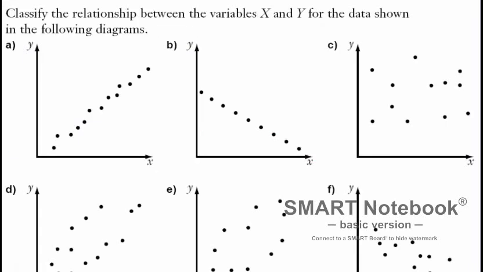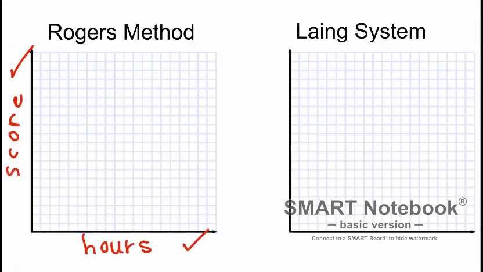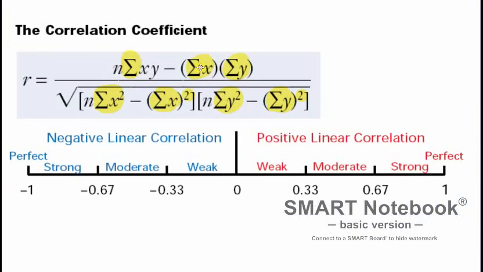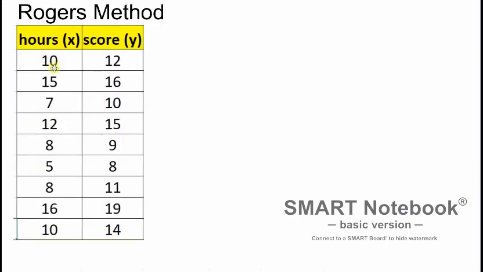And remember, let me just back up here to this slide. We're putting hours horizontally and score vertically. Hours is the x, score is the y. So in this formula, when it says find the sum of x, all we have to do is find the sum of this first column right here. This is the x. And when it says find the sum of y, got it, no problem.